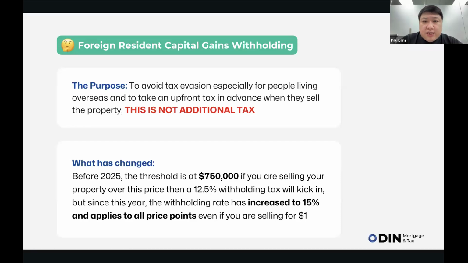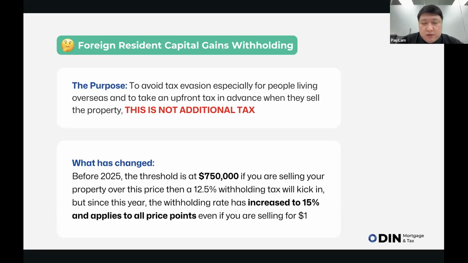The government wants to take an upfront tax in advance when you sell your property. They want to take some money to be seen as your potential capital gains tax, and they want to keep it until you update them on your situation. This has always been the case. At the very beginning, we started with property over 2 million, where you need to pay some money to the tax office. It was further reduced to $750,000.